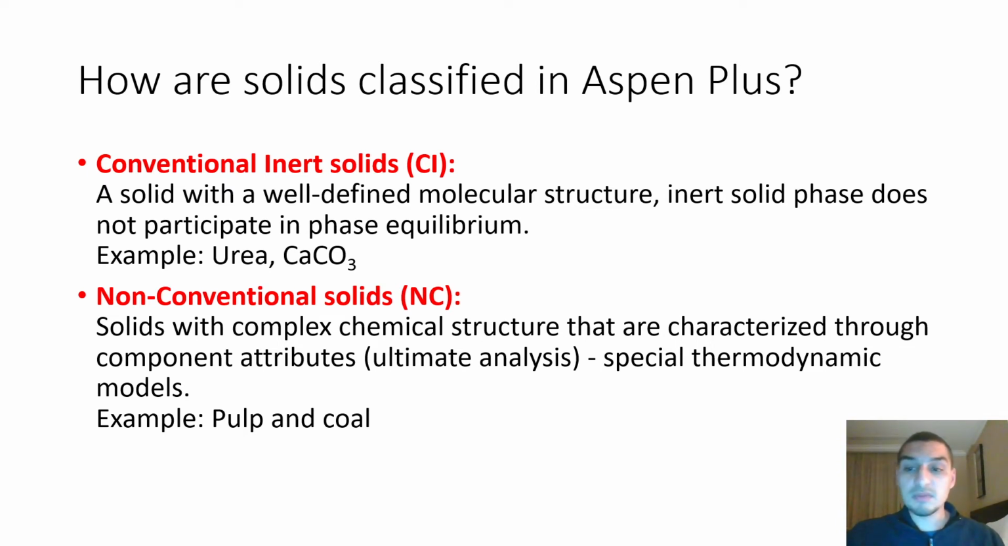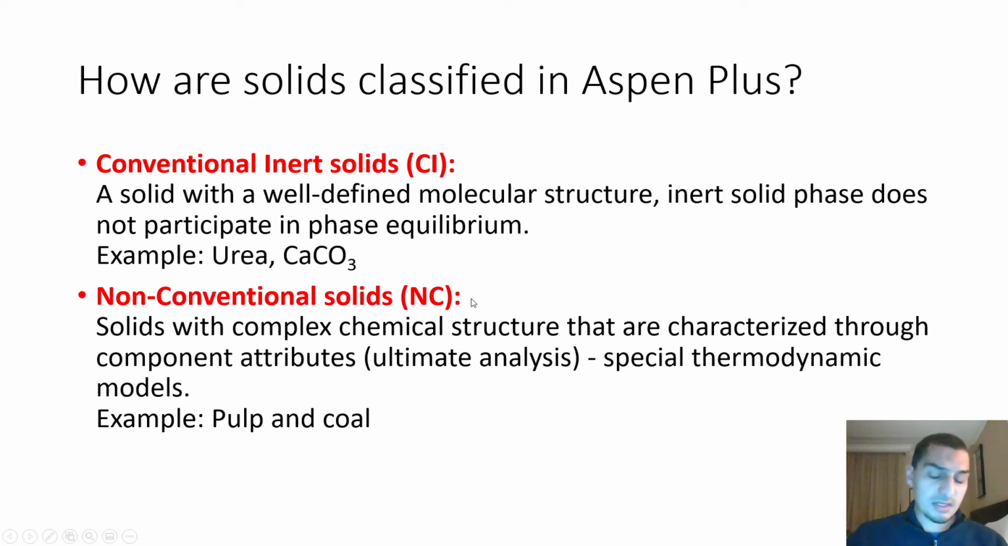Then there are the non-conventional solids, which are solids that do not have a homogeneous molecular structure. It's a blend or a mixture of different components, such as coal or pulp. In this case, I cannot define them using the molecular structure as I did here, so I have to do some more work to define these components. So these are the non-conventional solids. It's important to keep in mind that CI and NC are the components that I have.